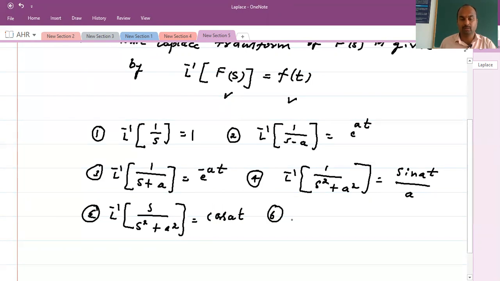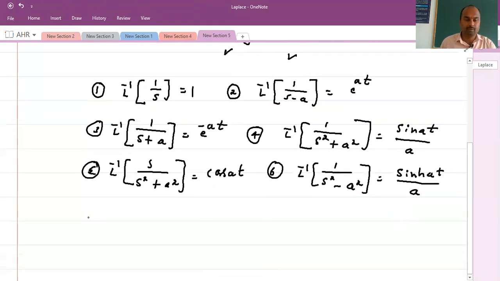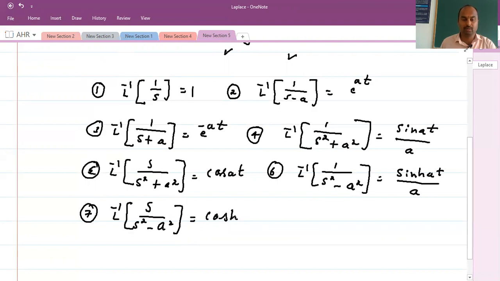Sixth one, the inverse Laplace transform of 1 by s square minus a square. This is sinh at by a. Seventh one, the inverse Laplace transform of s by s square minus a square. This is cosh at.